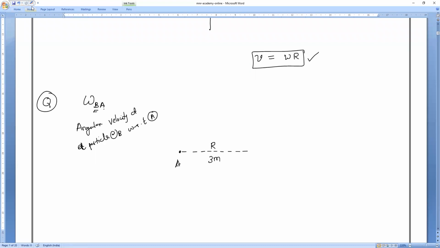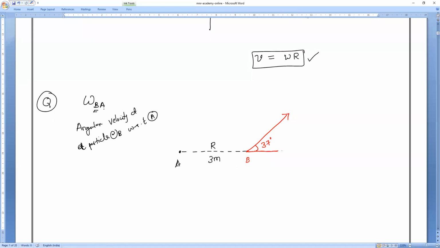Horizontal range, or whatever it is, take it as the radius. Now here is the point B. At this point, it is making an angle of 30 degrees. What is the angle it is making? Everybody, it's 37 degrees.